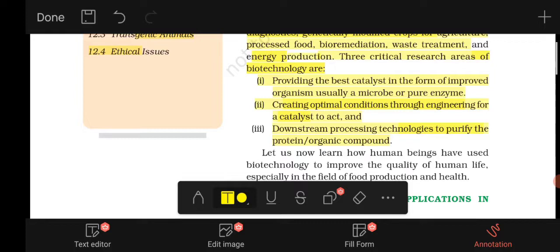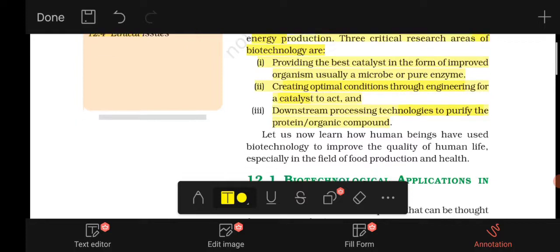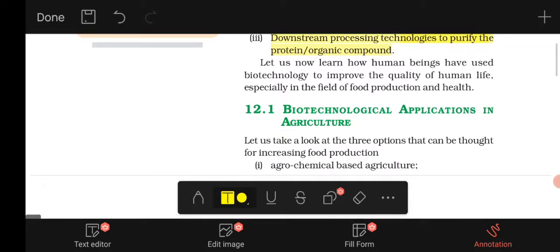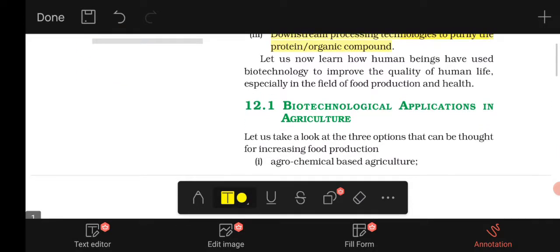So let us now learn how human beings have used this biotechnology to improve the quality of human life, especially in the field of food production and health. Health means some organisms are modified so they act as a model for studying different types of symptoms of different diseases like Alzheimer's disease, cystic fibrosis, etc. And some of them are also modified so that vaccine safety can be tested on them, like mice. Even monkeys are used to test the safety of vaccines before they are used on humans.